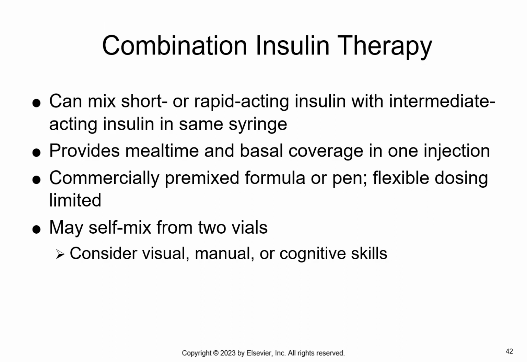Then we have combination insulin therapy. For those who want to use only 1 or 2 injections per day, a shorter rapid-acting insulin is mixed with intermediate-acting insulin in the same syringe. This allows a person to have both mealtime and basal coverage without having to give 2 separate injections. Although this may be more appealing, most people achieve target glucose level with the basal bolus therapy.